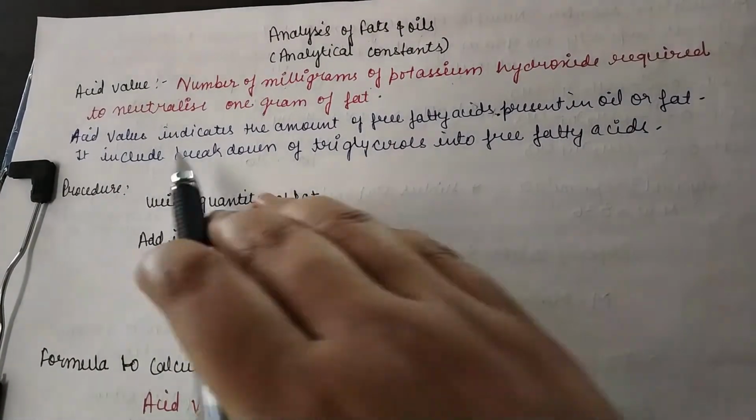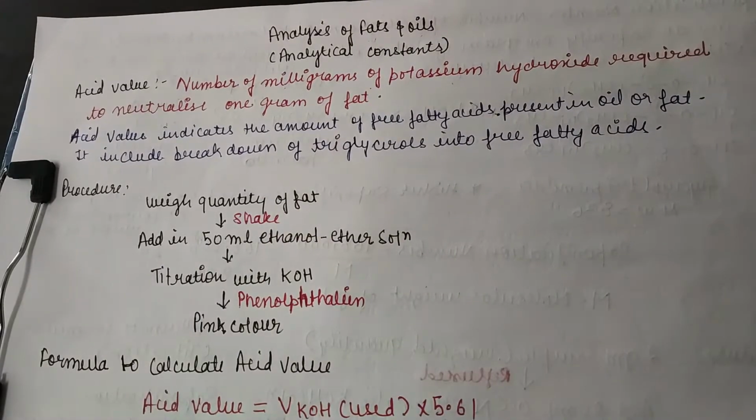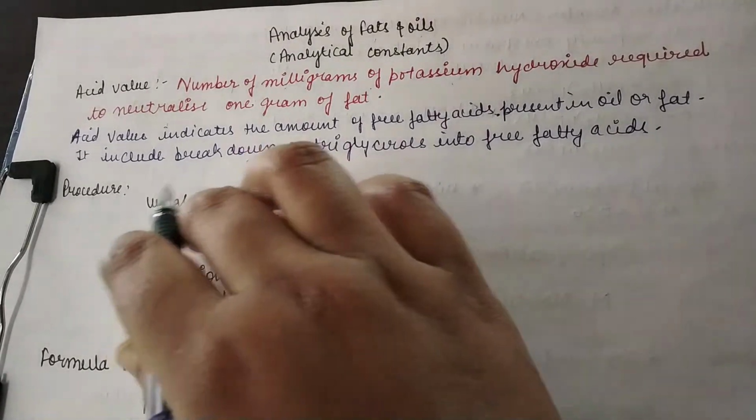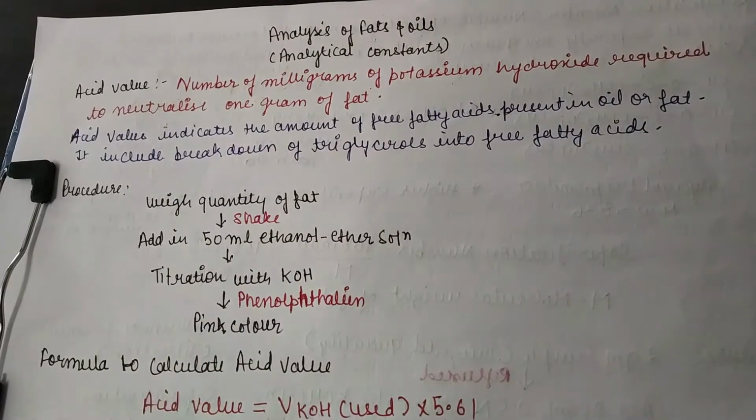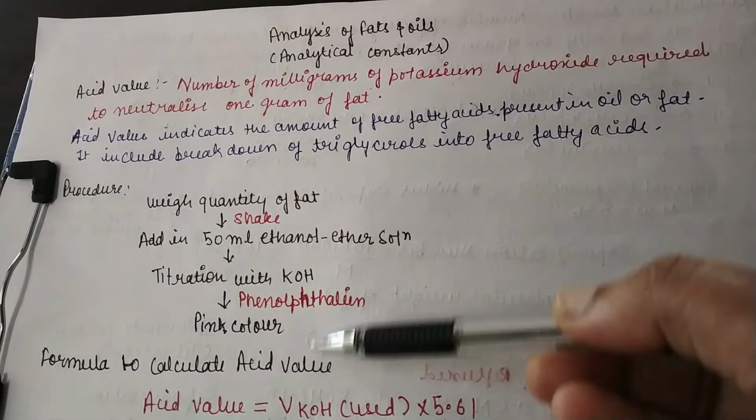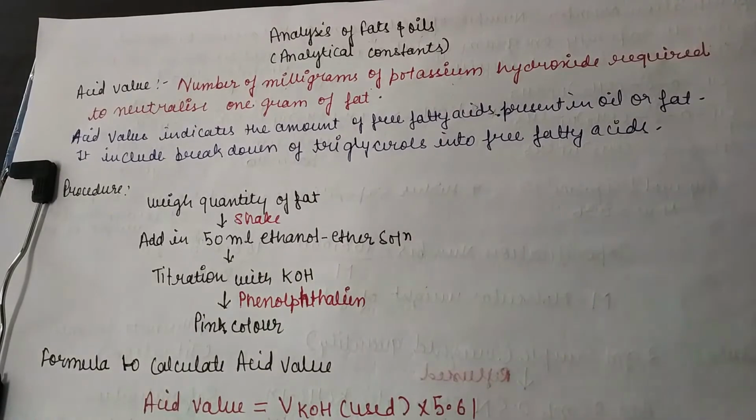So this acid value indicates the amount of free fatty acid present in the oil or fat sample. It includes the breakdown of triglyceride into free fatty acid. So let's see the analytical procedure through which we can calculate the acid value.